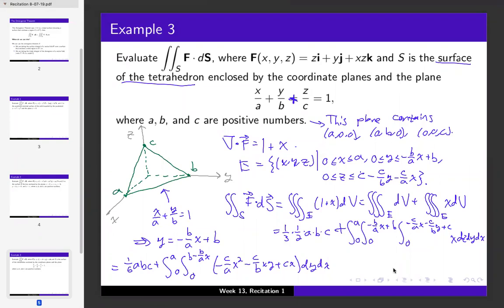And now we're dealing with a fairly straightforward double integral, and we've seen this kind of thing before. So what's this going to become? This is still 1/6 abc plus the integral from 0 to a of negative c over a x squared times b minus b over a x.